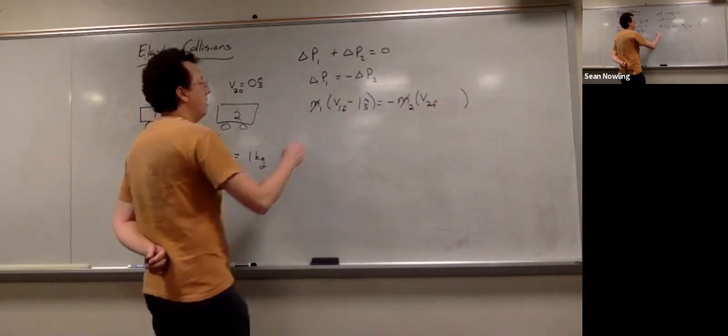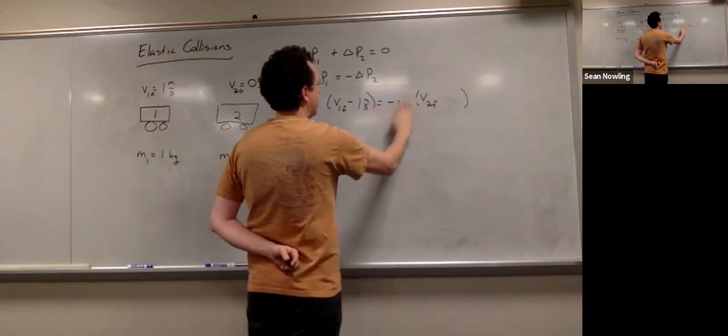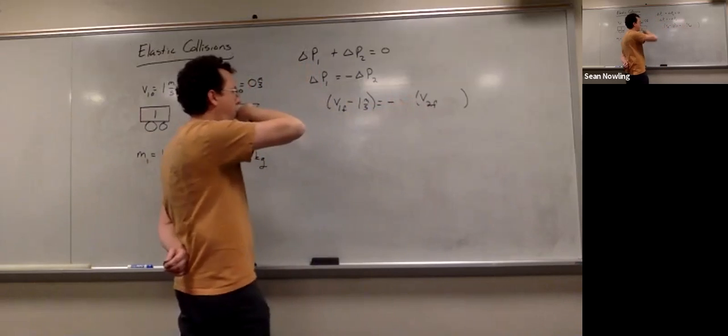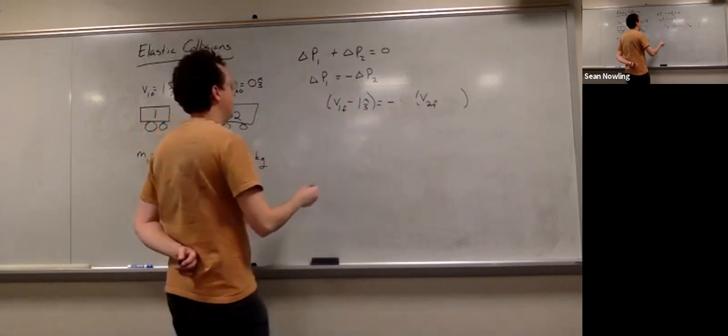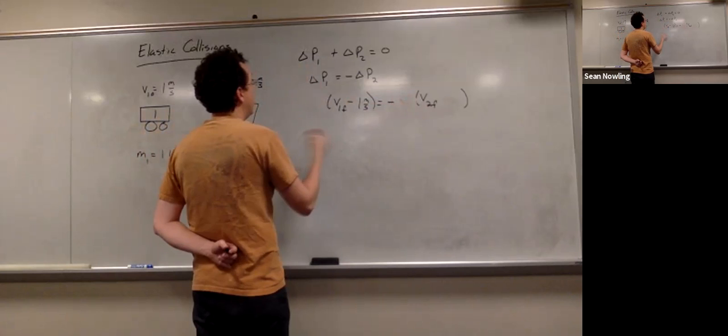So I have two unknowns. Masses are gone. Two unknowns. And I have one equation. So now I need to use the energy equation. It works much the same way.